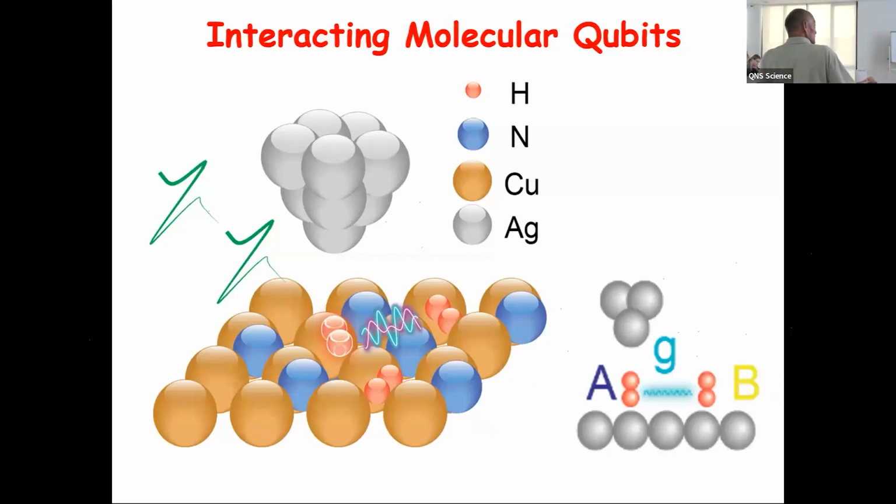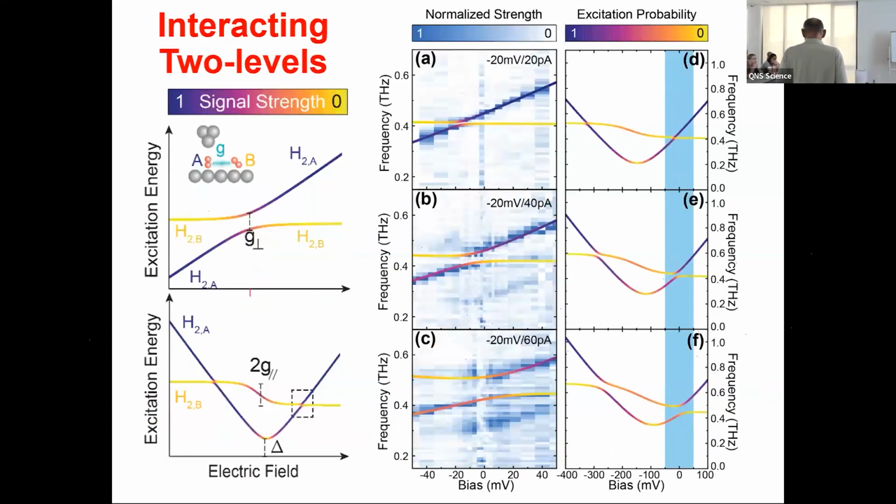Another thing is that there are neighboring hydrogen molecules. So there is an interaction between the one that you're looking at and the surrounding hydrogen molecules. Here is a cartoon of the tip looking at this molecule, and there's interaction between these two, which we can model with a coupling constant G. Because the data shows avoided crossing, where if you have two level systems with interaction between the two, there's going to be a gap opening when the two curves cross. This gap depends on how strongly the two are interacting, and you can control this by controlling the current, or the STM gap.